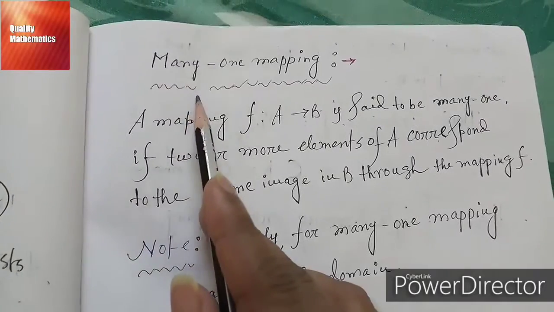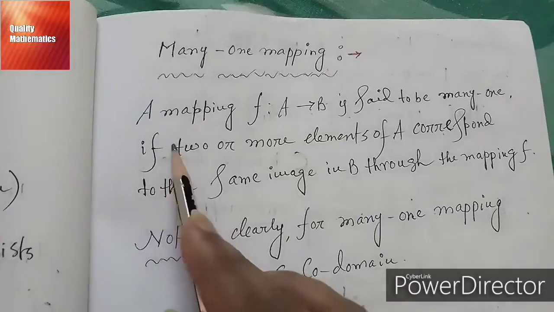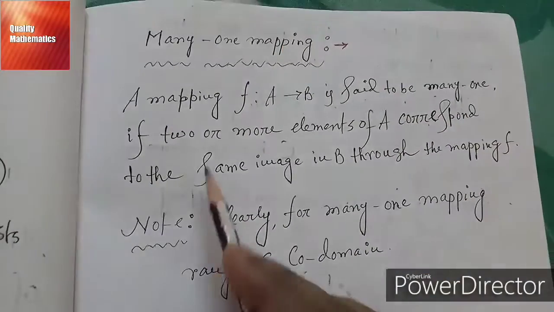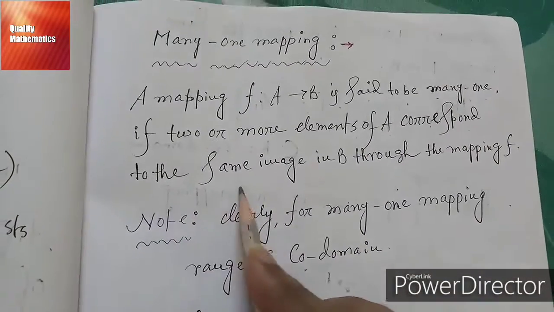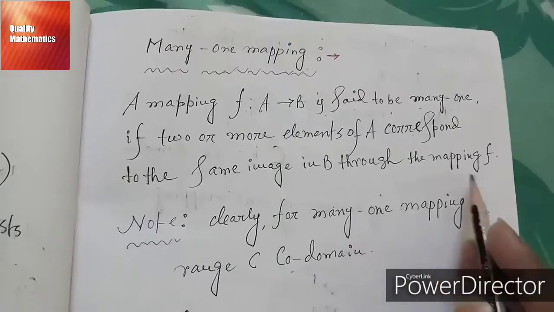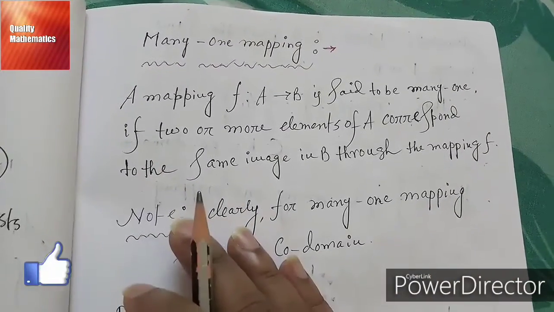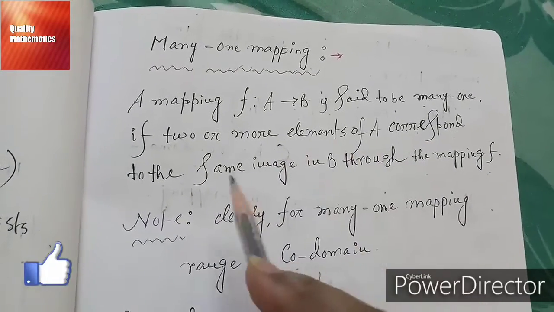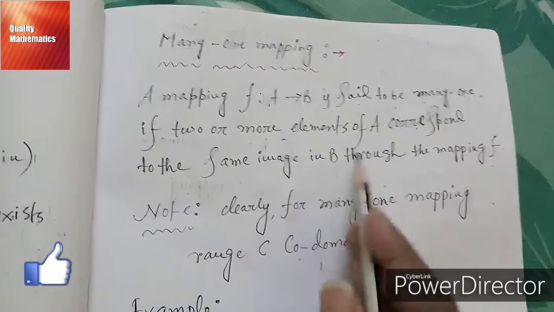Now, today's topic is many-one mapping. A mapping f from A to B is said to be many-one if two or more elements of A correspond to the same image in B through the mapping f. That means in your domain, two or more elements whose images are the same in the codomain.